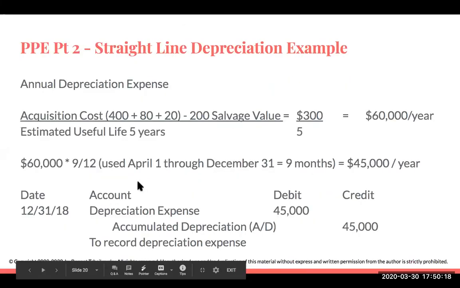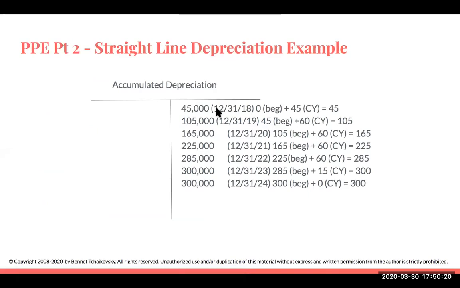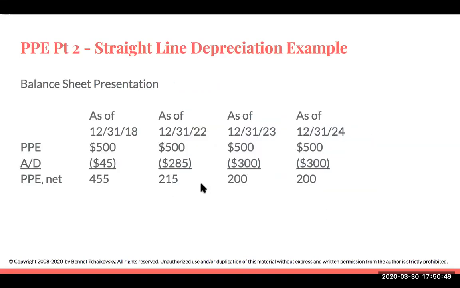So what ends up happening is that over time, my accumulated depreciation account, which is a contra asset account, doesn't get closed out to retained earnings. It's what reduces the property, plant, and equipment down to its net book value. So right over here, I had $45,000 of accumulated depreciation for the year ended December 31st, 2018, $105,000 and then over here. But remember, I have to stop depreciating that asset once I get to that point in time. And here's what my balance sheet presentation looks like. Remember over here, I can never depreciate beyond salvage value.